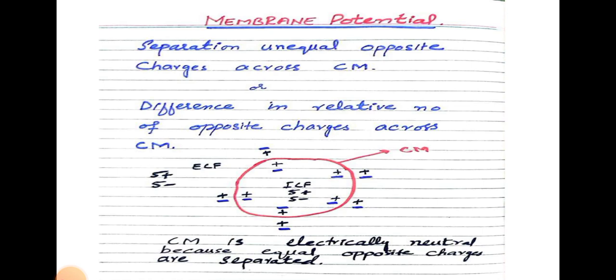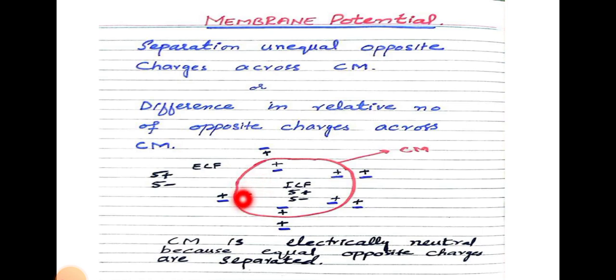Membrane potential is the separation of unequal opposite charges across the cell membrane, or difference in relative number of opposite charges across the cell membrane. Actually, in extracellular fluid, there are so many opposite charges, but they are balanced ones. Similarly, inside the cell, that is intracellular fluid, they also have many charges, but they are balanced ones. So the charges that remain unbalanced are involved in membrane potential.